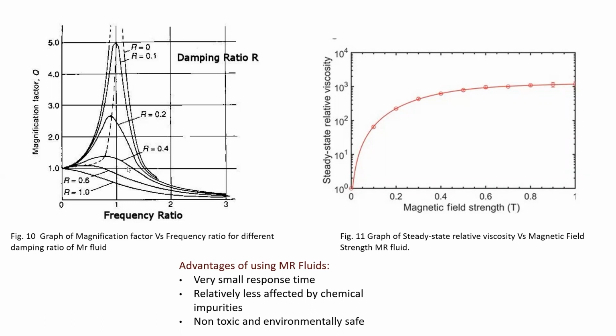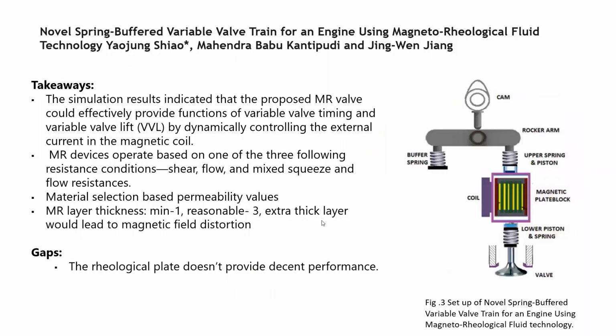But in the MR fluid, by changing the magnetic field, I can get various R. So I can bring this vibration down to this much low, or if I want more vibration, I can go up to this vibration. So this variable damping ratio is possible using the MR technology. That is really a good advantage of the MR fluid.